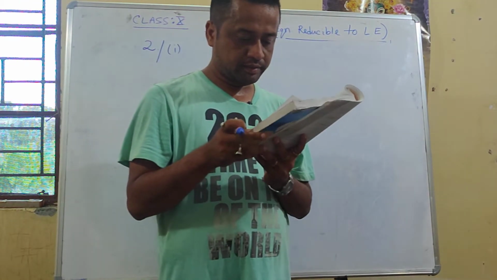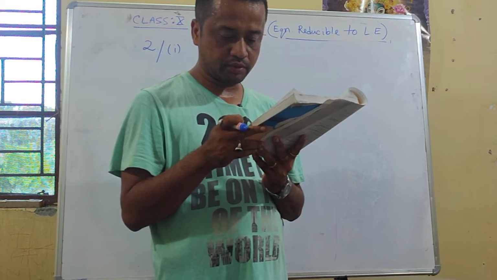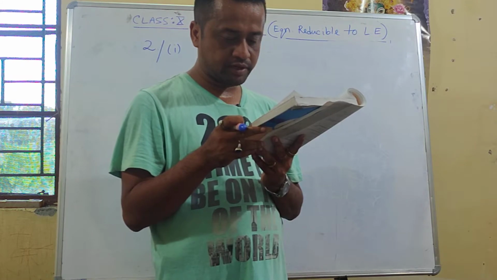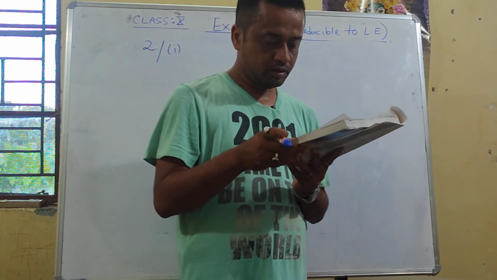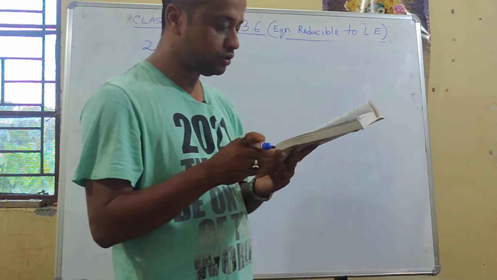So here it is given: Ritu can row downstream 20 km in 2 hours and upstream 4 km in 2 hours. Find her speed of rowing in still water and speed of current. So still water speed is asked and speed of the current is also asked.